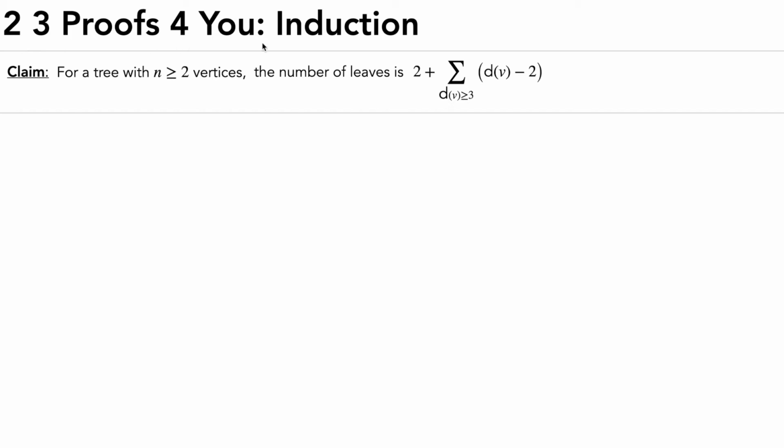Two or three proofs for you, the induction part. So our claim is that for a tree with n greater than or equal to 2 vertices, the number of leaves is this expression. So remember, leaves are just vertices whose degree is equal to 1.